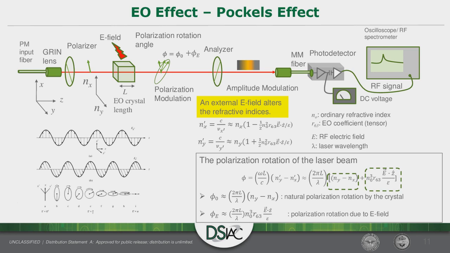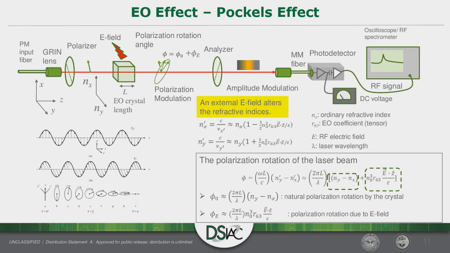So phi sub e, that's the polarization angle, changes. And so it has direction change as a combination of phi sub 0 plus phi sub e. Phi sub 0 is natural polarization because of the crystal itself, and phi sub e is polarization rotation due to E field. Now the polarized beam goes into the analyzer, then it causes amplitude modulation. If the E field changes, then polarization swings back and forth, then the amplitude is modulated, then the photodetector detects it.